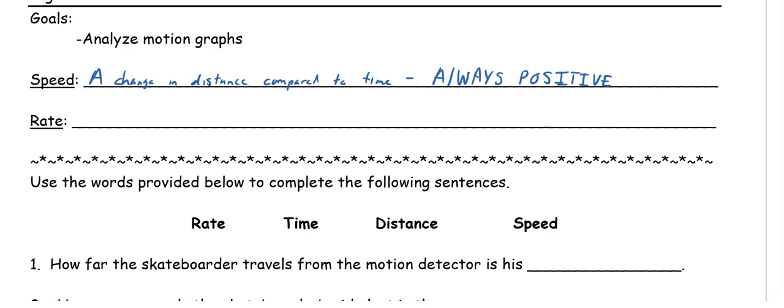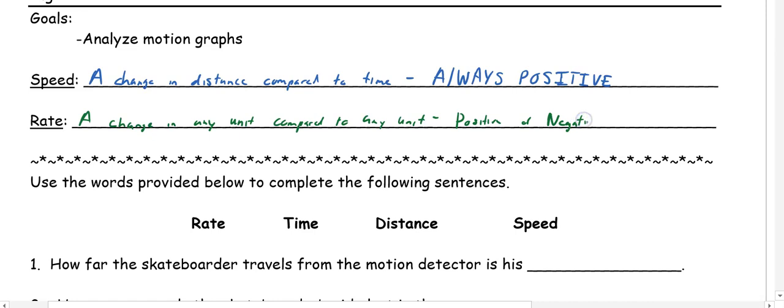A rate then is a change in any unit compared to any unit. So a rate is going to be positive or negative. Right? Think about like filling a pool. It would be positive if we're putting the water into the pool. It would be negative if we're taking the water out of the pool or letting it drain.